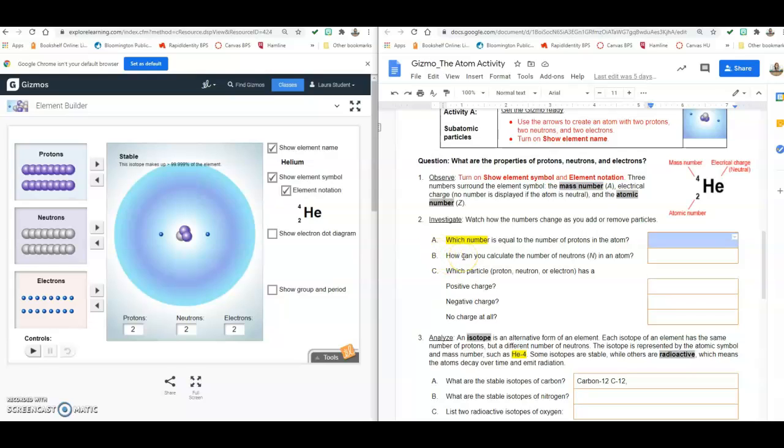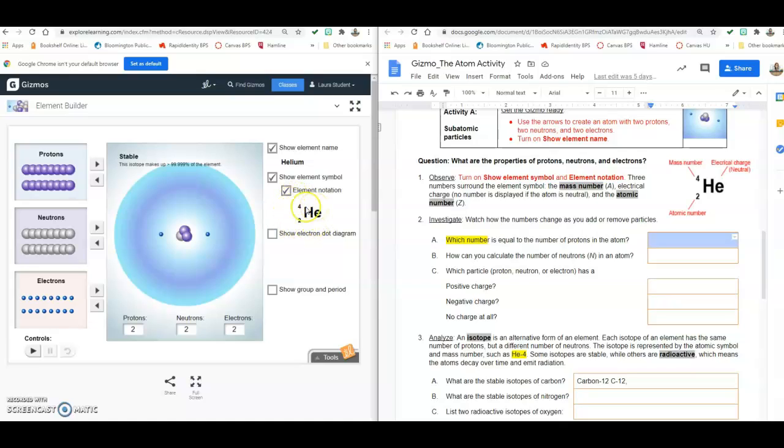2B. How can you calculate the number of neutrons in an atom? Well, let's take a look. Right here we have a total of 4 for the mass number, and we have 2 protons. We know by looking down here that we have 2 neutrons, right? So how can we use these numbers to come up with our 2 neutrons?